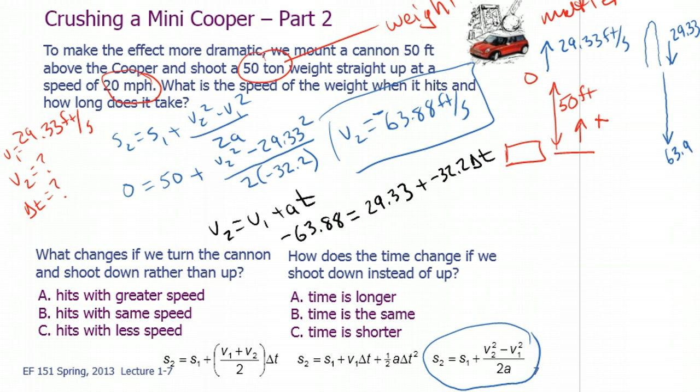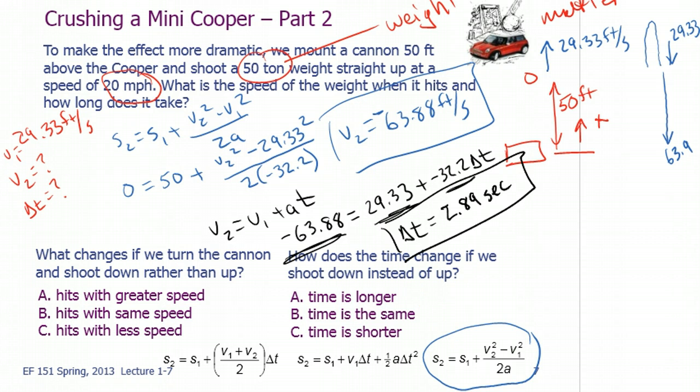Alright, so again, be careful with signs. It's going down at the end. It's got a negative acceleration. It's going up to start with. This gives us a delta t of, let me go back to my cheat sheet. You get one value from that, and it's 2.89 seconds. Okay, that's for going up. All this work is for going up.